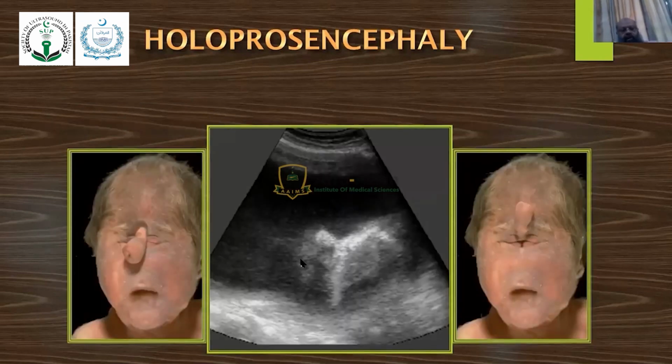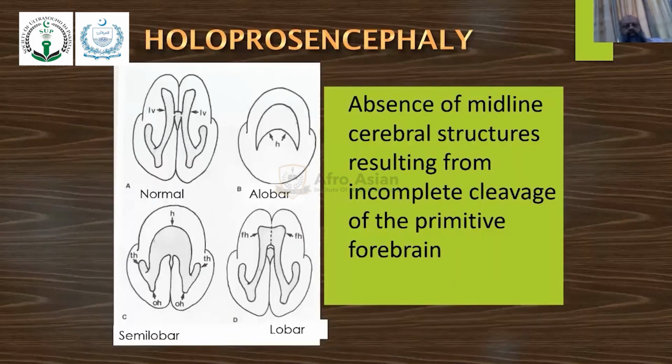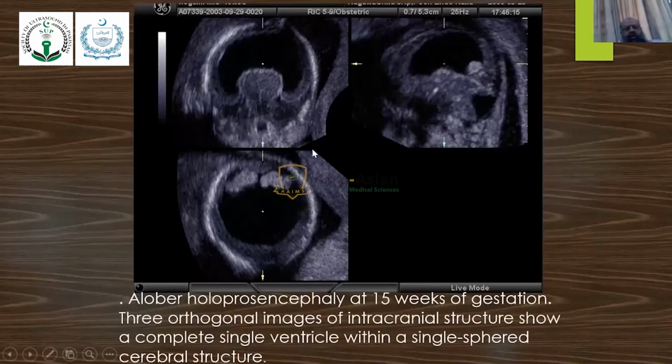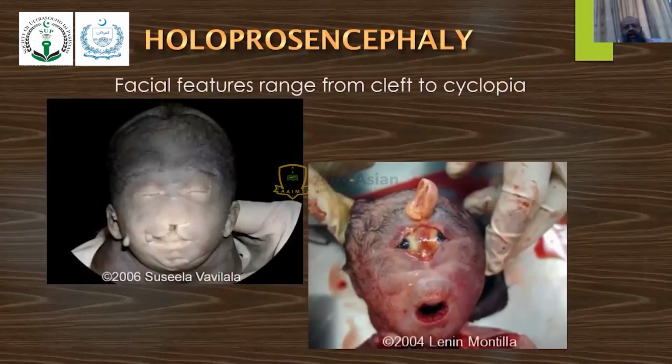This is the shape, how it appears. This is proboscis. Here it is, the single eye, nose is absent. These are different shapes. We can have cleft lip and cleft palate. This is the sonographic appearance in which there is fused thalamus. We can have a crescentic shape appearance of the cerebral structures. This is a single ventricle, crescentic shape. It can appear like this.